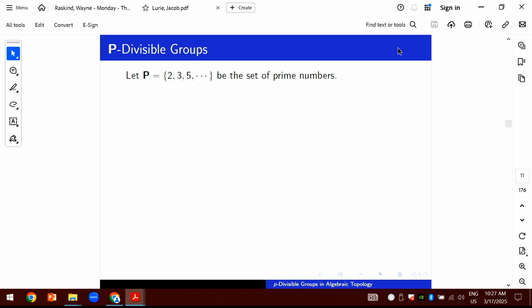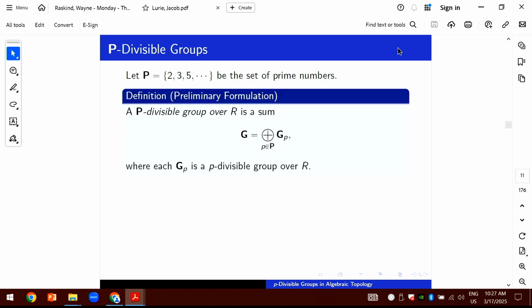So I'm going to let capital P be the set of all prime numbers. And I want to talk about a capital P-divisible group. So a capital P-divisible group is just, to specify one, you give a little p-divisible group for every prime number p, and you add them all together.